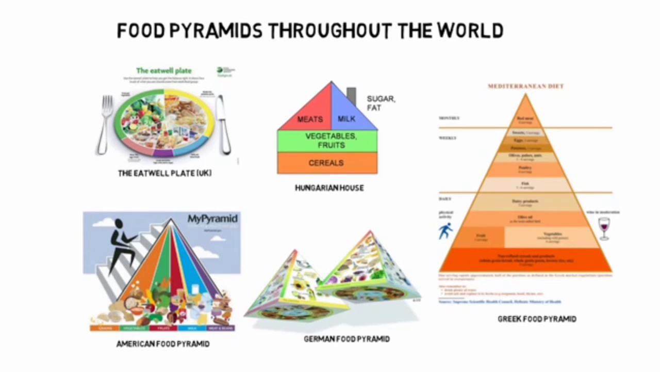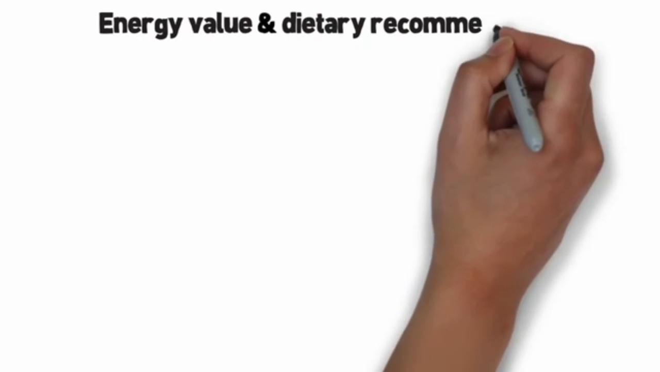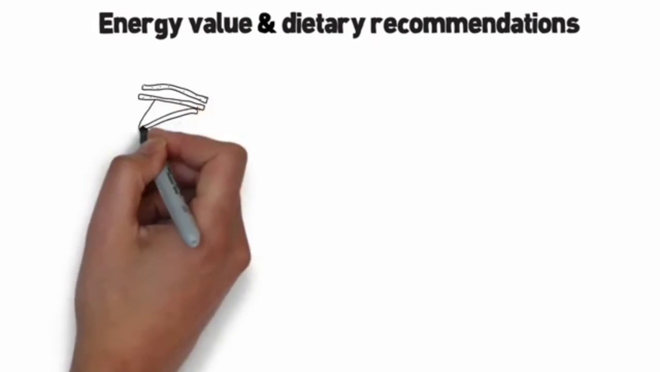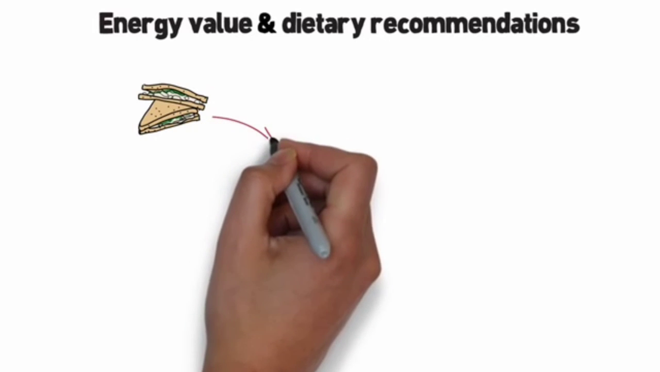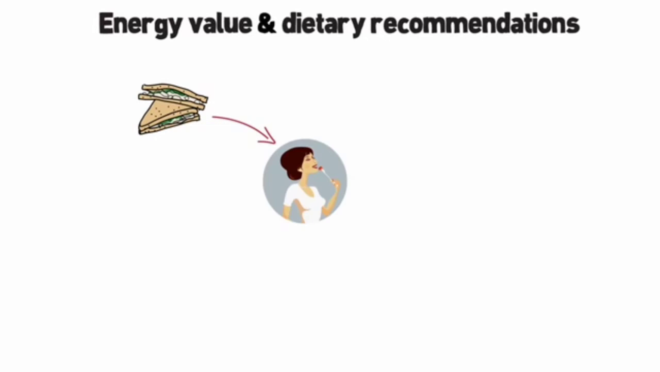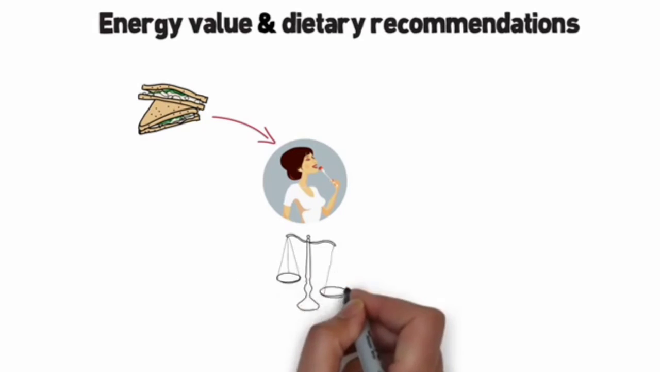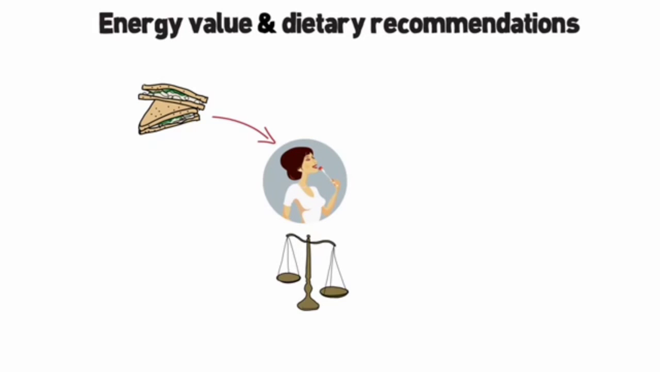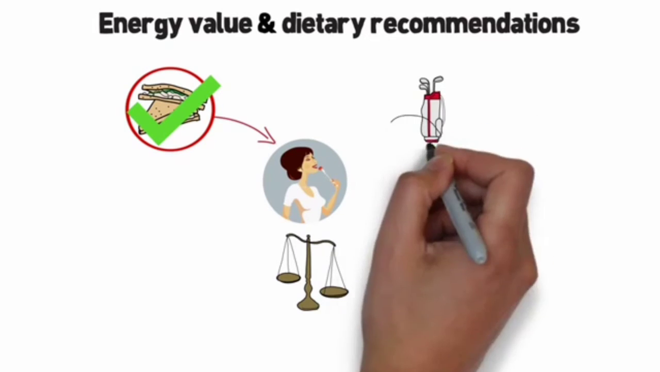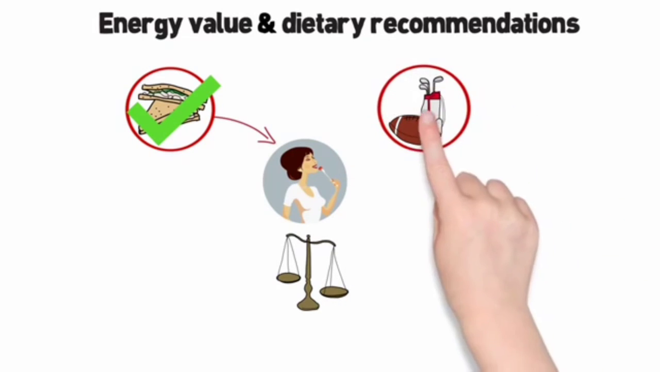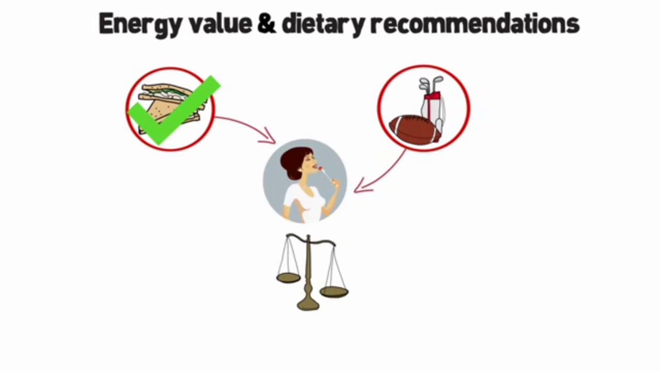Energy value and dietary recommendations. To maintain a good health, nutrients should be provided to ensure the body's needs are met. Nutrition is the intake of food considered in relation to the body's dietary needs. An adequate, well-balanced diet combined with regular physical activity is a cornerstone to avoid the emergence of nutritional pathology.